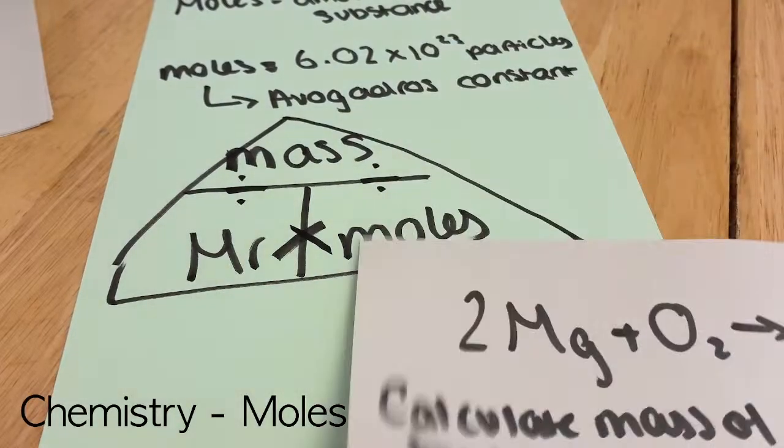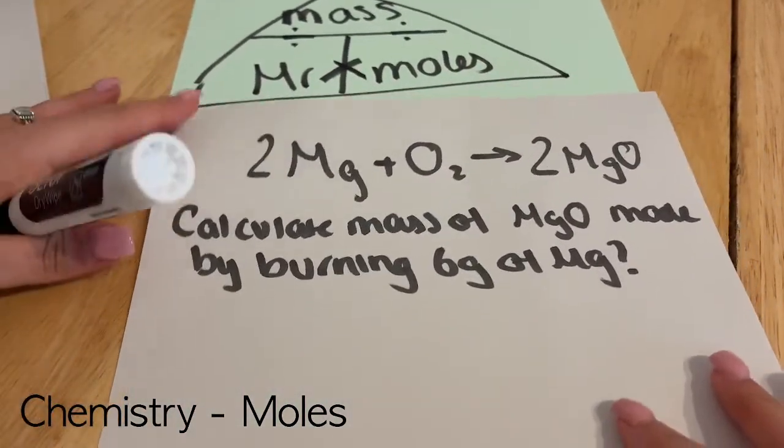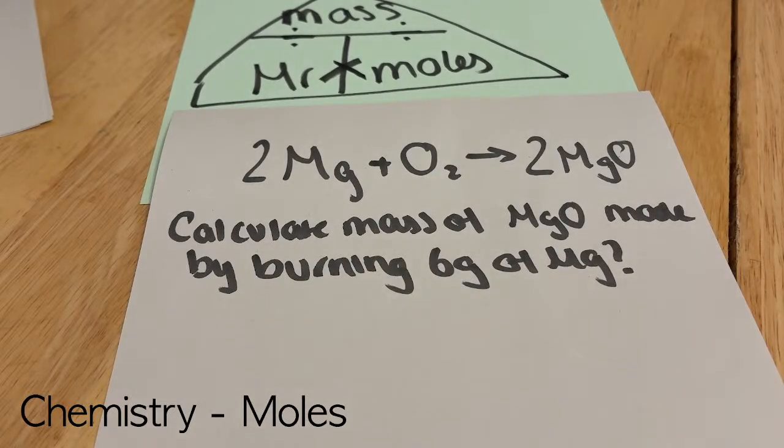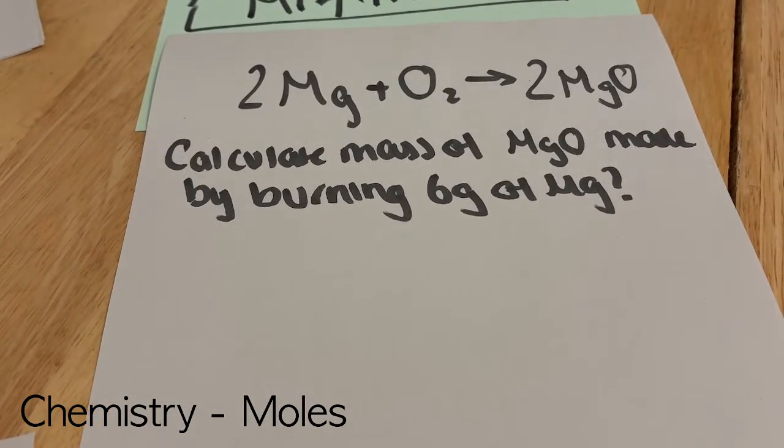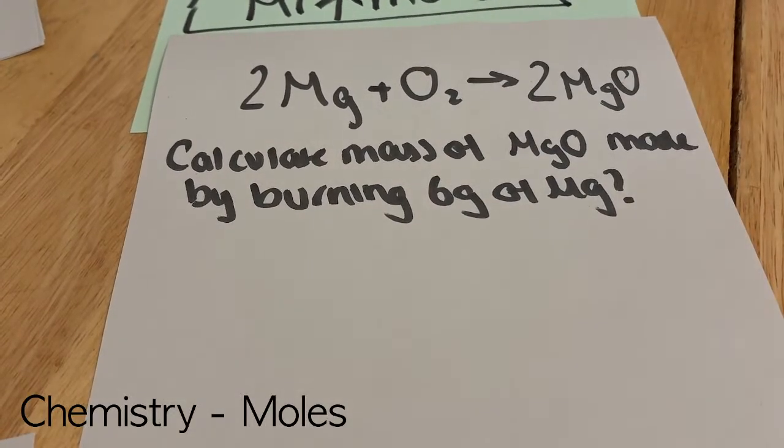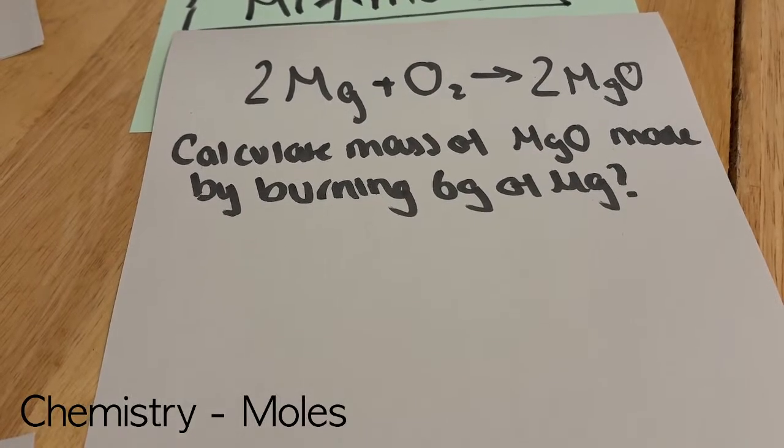So the first question we'll be doing is working out masses from equations that we've already got. This question states, calculate the mass of magnesium oxide made by burning 6 grams of magnesium. They've given us the equation and we're going to have to use this to work out the mass of magnesium oxide, okay? We can break this question down into 3 steps. I'm going to give everyone 5 minutes to try and answer the question themselves, and then I'm going to go through it after.